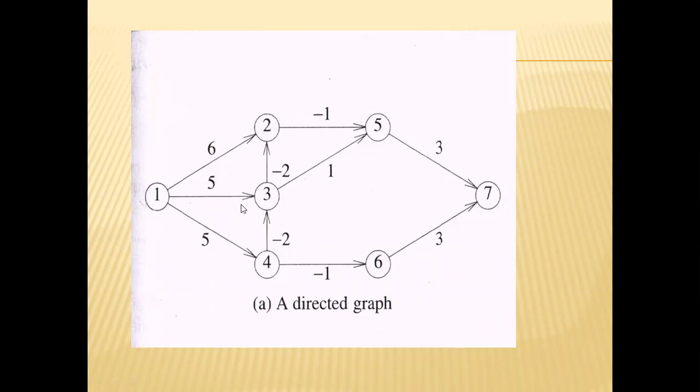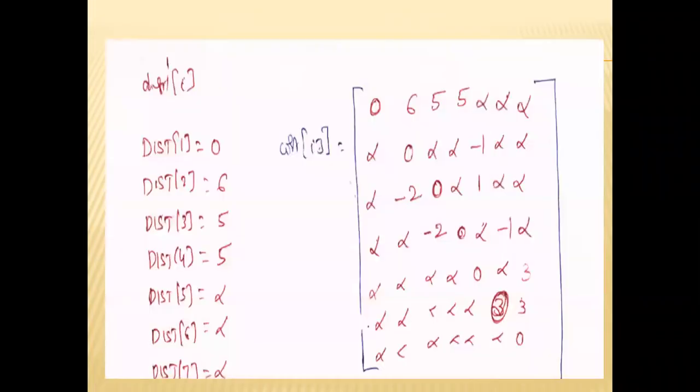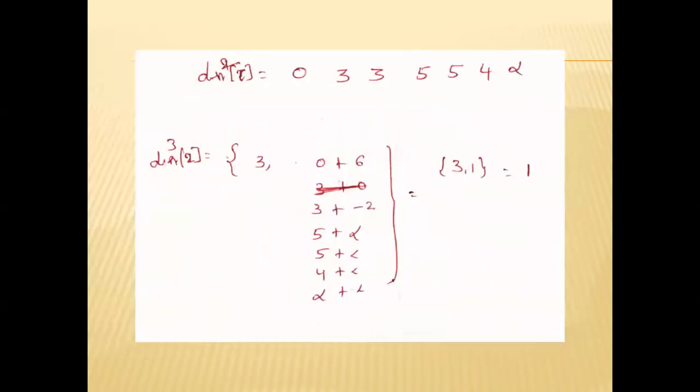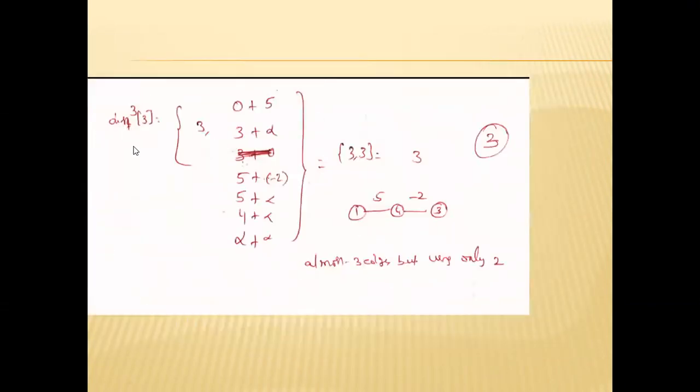There is only one path available by using 2 edges, that is 1 to 4, 4 to 5. By using a single edge there is one path from 1 to 3. By using 2 edges, 5 minus 2, 3. But there is no shortest path available from 1 to 3 by using 3 edges. So we consider only at most 2 edges.